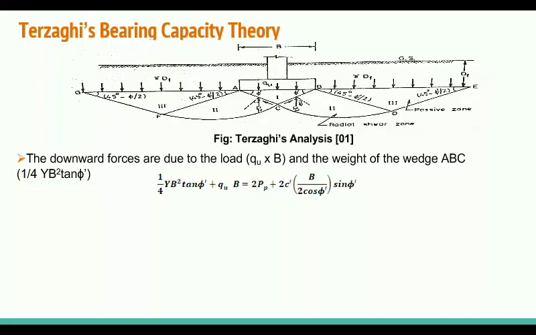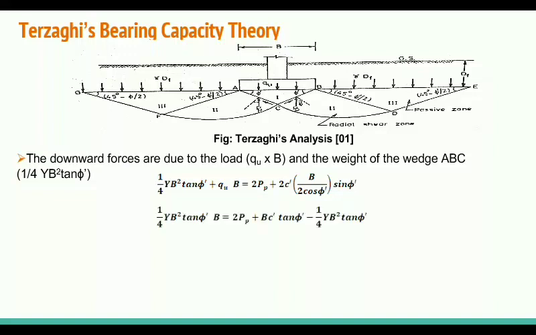So we can write 2 C dash b by 2 cos phi dash into sin phi dash. Here the expression b by 2 cos phi dash is the length of the sloping or inclined surface AC, or the length of BC. So we have just equated the upward and downward forces in the vertical direction.